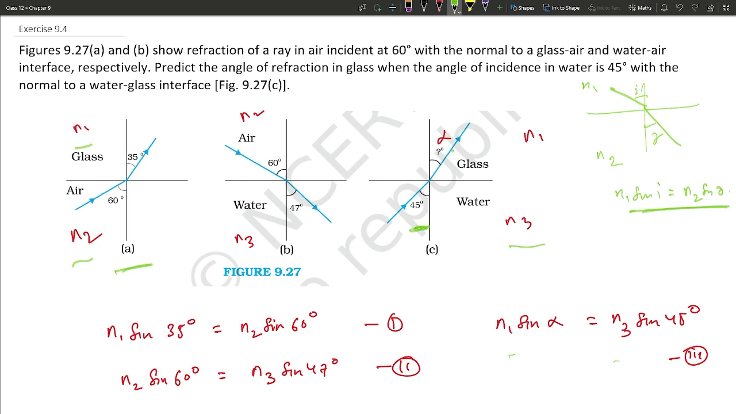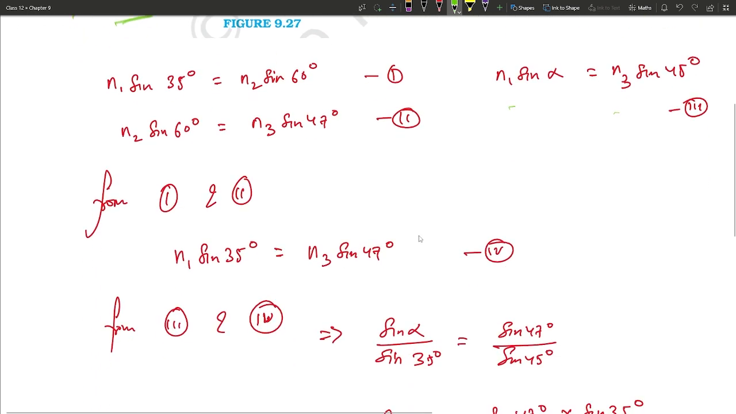Now solving equations 1 and 2, we get N1 sine 35 degrees equal to N3 sine 47 degrees. Now we will use this and the third equation to find the value of sine alpha, because we can cancel out N1 and N3 from these two equations. So by dividing equation 3 by 4 we get sine alpha by sine 35 degrees is equal to sine 47 degrees by sine 45 degrees.